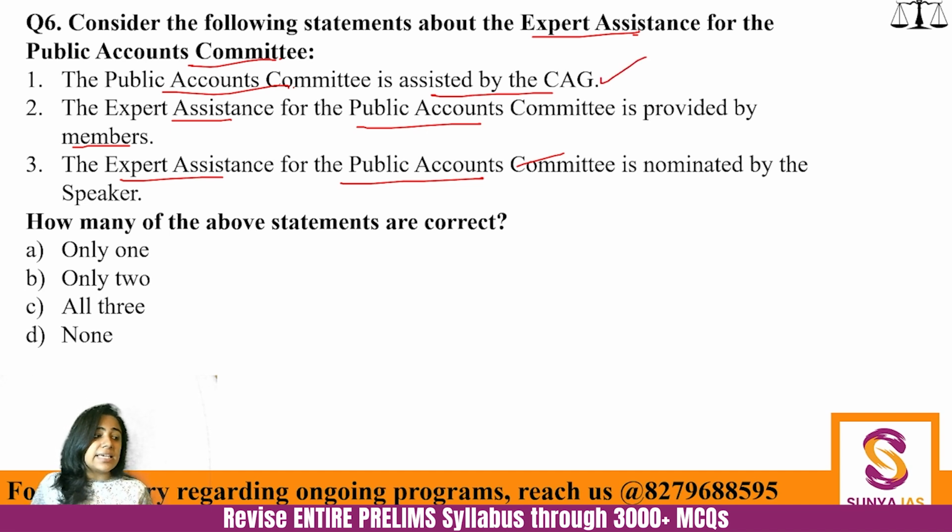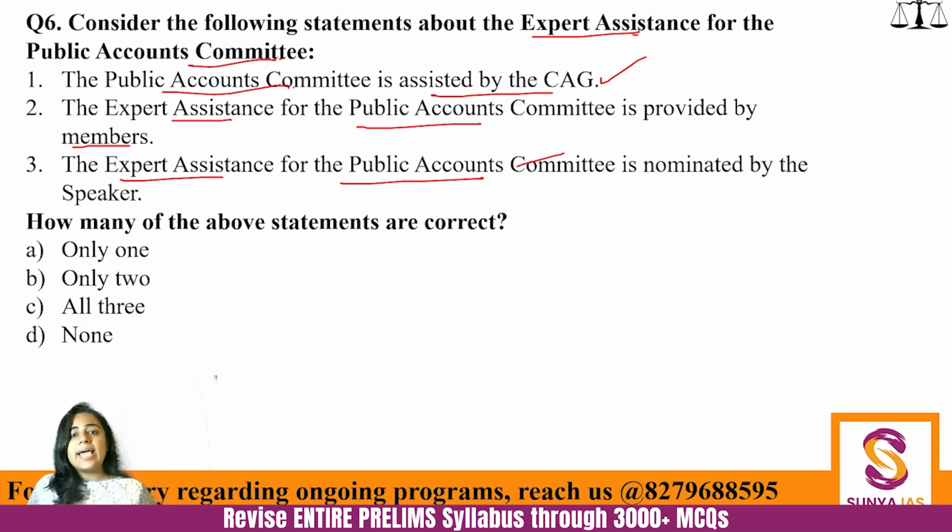In fact, the CAG is the organization which acts as a friend, philosopher and guide. And nowadays you are getting questions which are statement based. There will be a long passage, like 2-3 lines, and then a question about which committee is being talked about over here, right? So that way it's the Public Accounts Committee here.